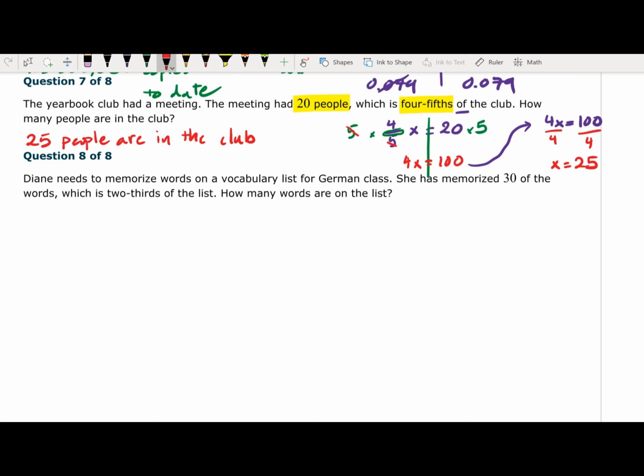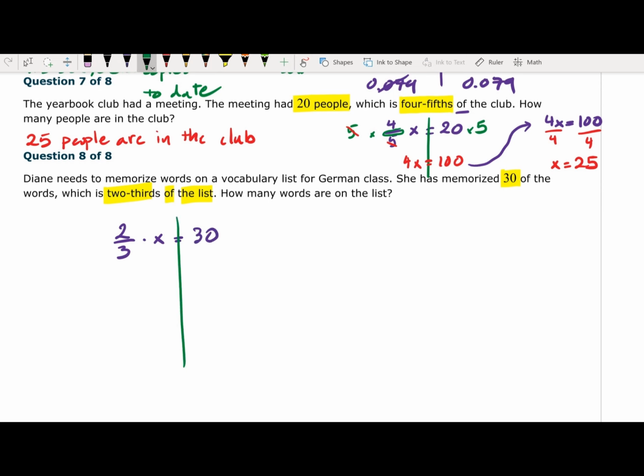Alright, problem 8. Diane needs to memorize words in a vocabulary list for German class. She memorized 30 of the words, which is 2/3 of the list. How many words are on the list? So we have 2/3 of the list. That will be 2/3 times x equal to, she memorized 30 of them, so equal to 30.